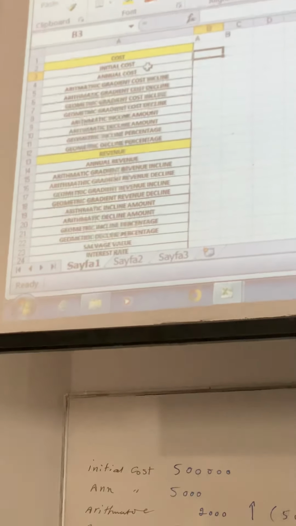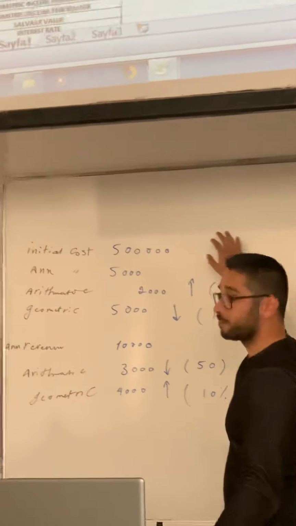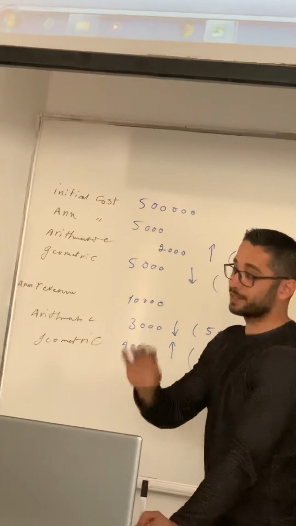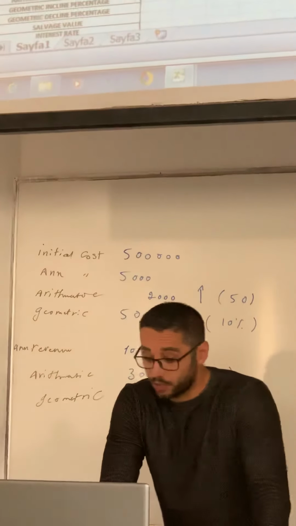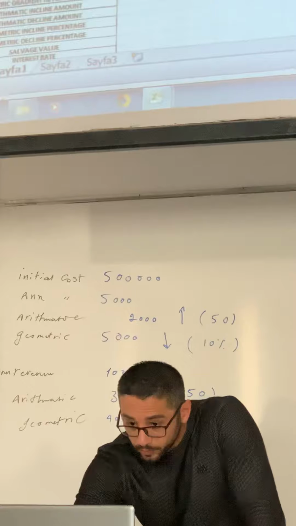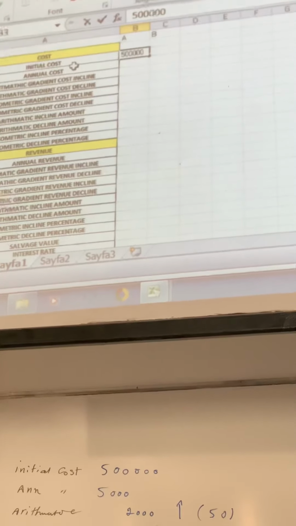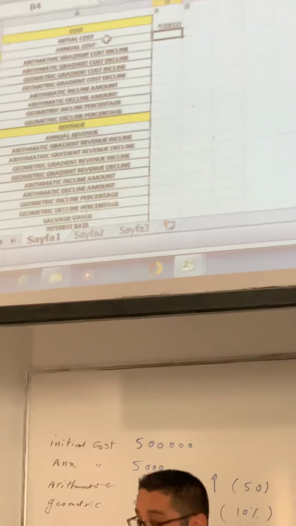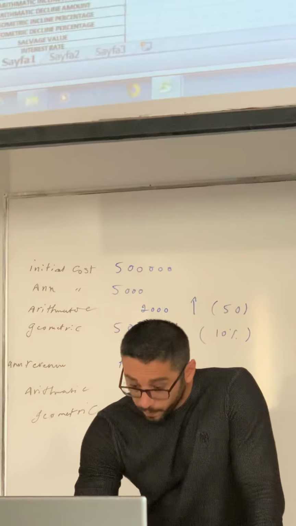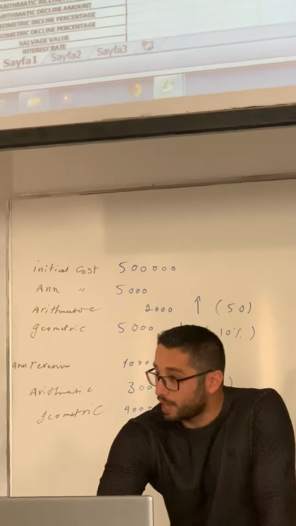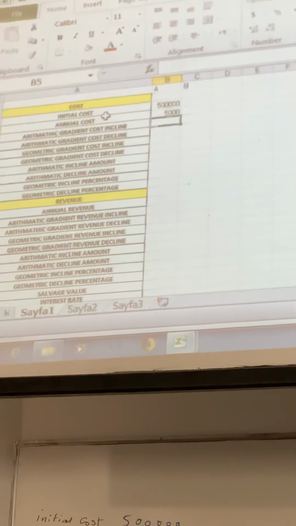Then, for each cell, whatever data you have from the question, you will insert in the cell. Like initial cost, we said 500,000. Then you have an annual cost of 5,000. The format would be something like that. So you have to learn how to place your inputs in this format.